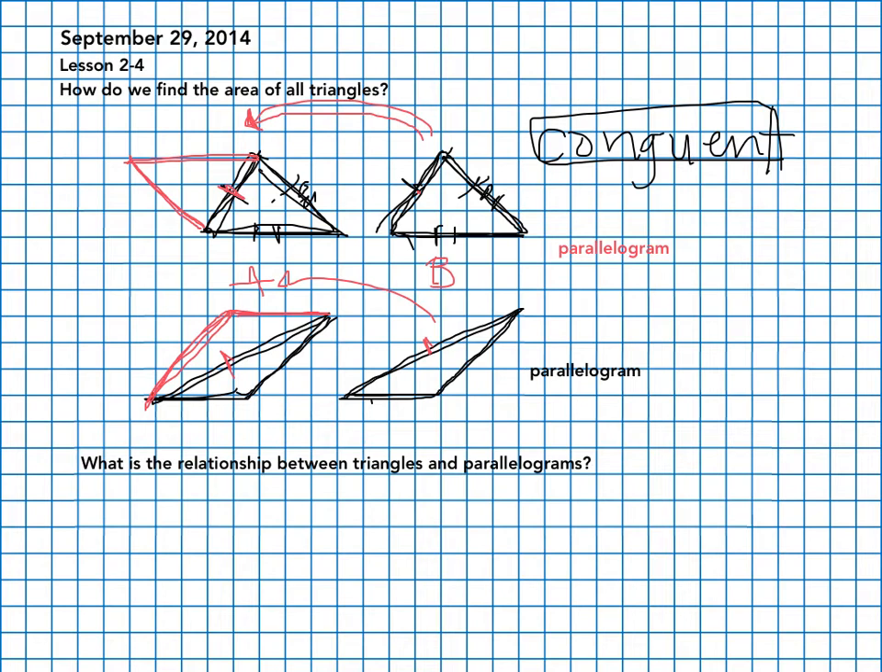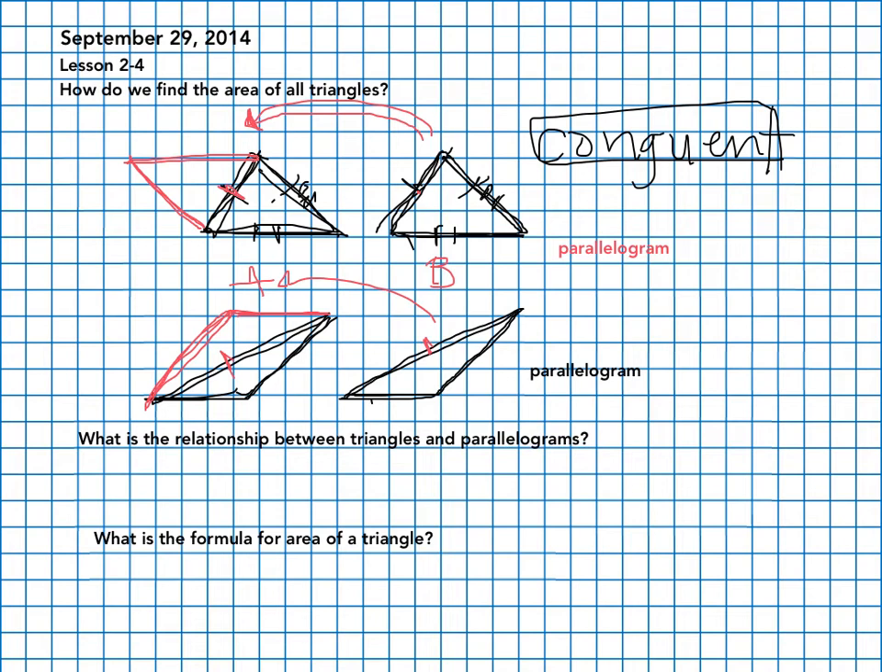So what is the formula for area of a triangle? Why don't you take a second and try and write that in the margin. What's the formula for area of a triangle? And when you think you have a response done, why don't you first pause, and then when you're done, unpause the video and see if yours matches mine.